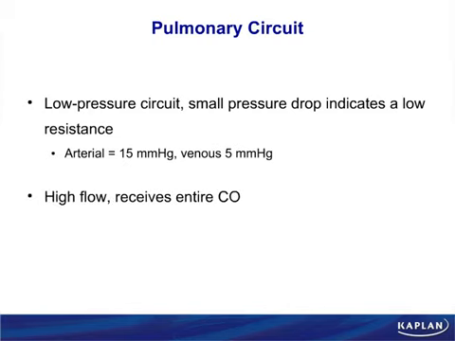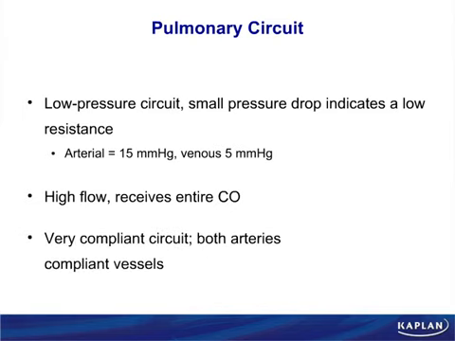The entire cardiac output goes to the lungs. So the pulmonary circulation receives the entire cardiac output, and that blood flow has one job and one job only. Pick up groceries, dump off trash. Pick up the oxygen, dump off that CO2. So, a huge amount of blood flow.